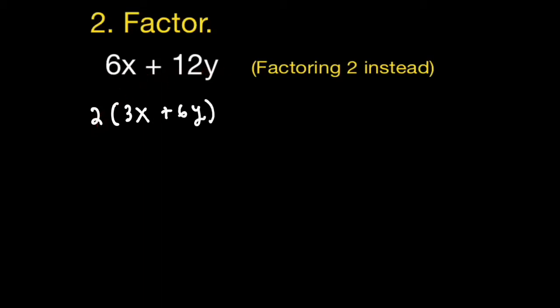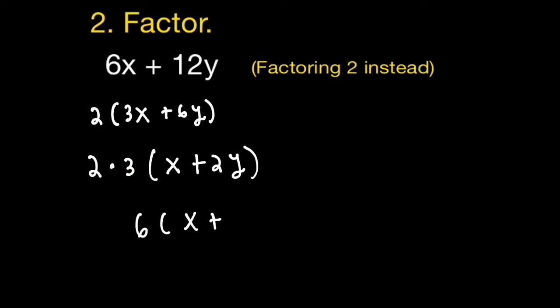Once we reach this point, we should realize that we can factor one more time. The 3 and the 6, we can divide both of them by a 3. So let's go ahead and factor out a 3 as well. And now 3x divided by 3 gives us a 1x. And then a positive 6y divided by a 3 gives us a positive 2y. And the factors that are outside of the parentheses multiply together, giving us a 6. And you can see that we get the same result.